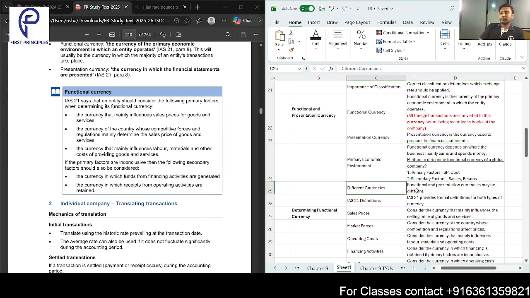Next, different currencies. Functional and presentation currency may be different. Presentation currency is the currency in which you prepare your financial statements. Functional currency is the currency in which you convert all the foreign transactions before recording them in your books. Books are different from financial statements. Books are something you maintain throughout the year, right? It's like your notebooks in school. When we were kids, we had notebooks in school. That is our books of accounts. Then the final exam answer sheet, that is our financial statements.